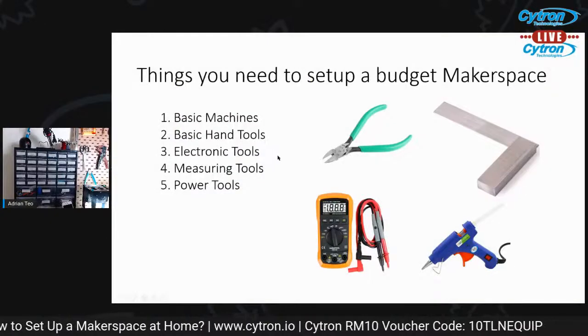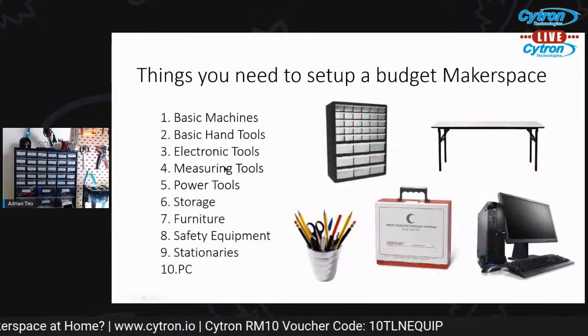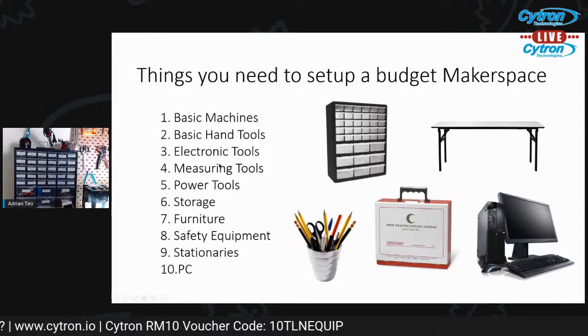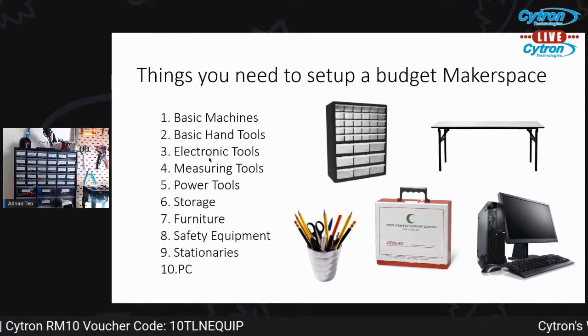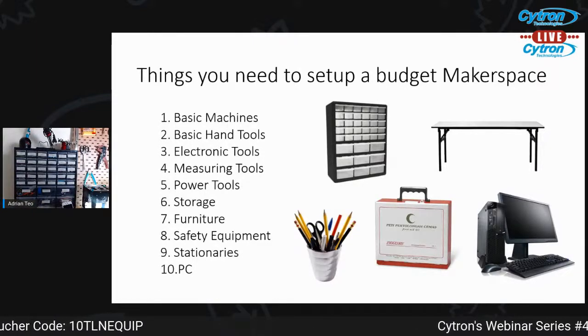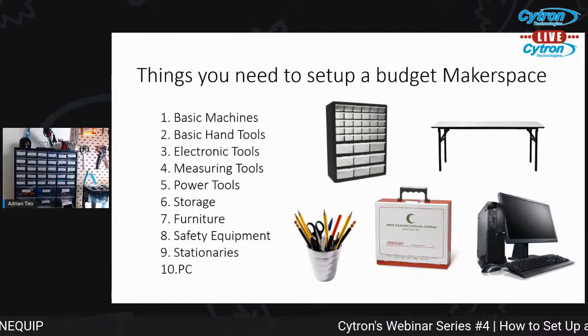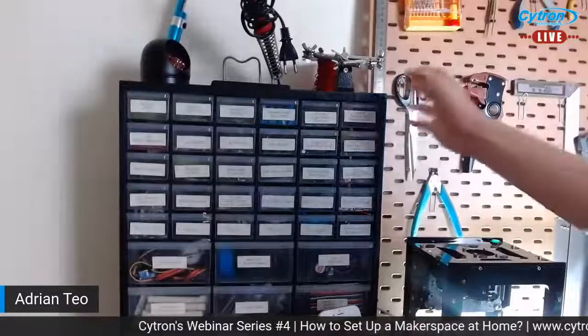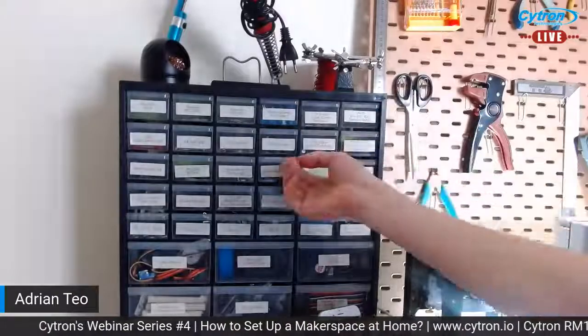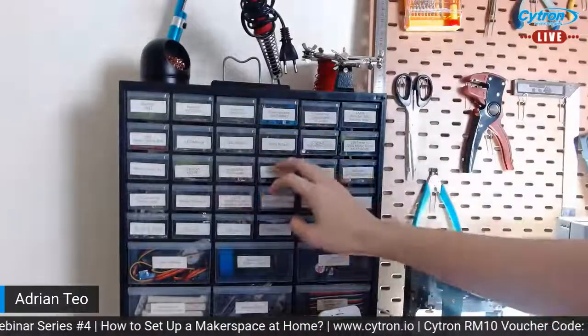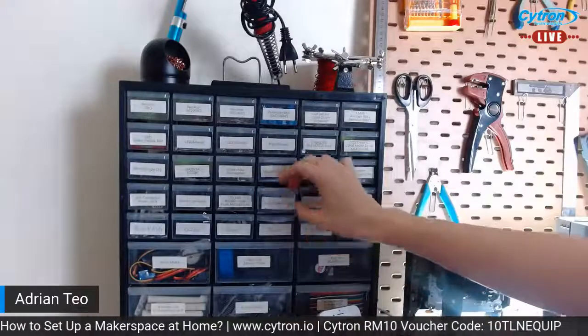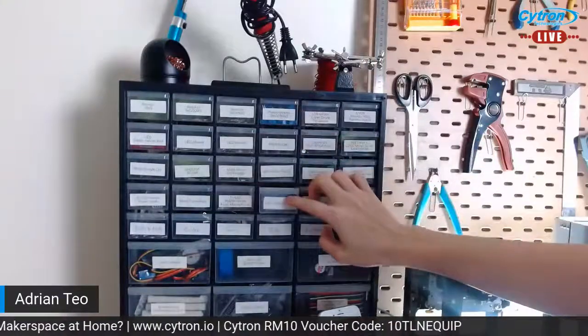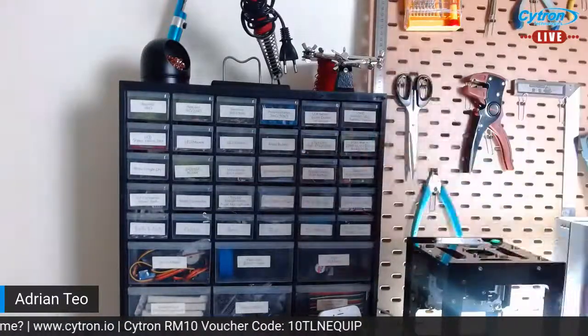Okay, so I believe we have some questions relating to storage, furniture, safety equipment, stationery, and PC. I am gonna talk a bit on those. So for storage, over here I have this 39 drawer compartment, right? There are a total of 39 compartments, and it allows you to store your items very neatly, right?